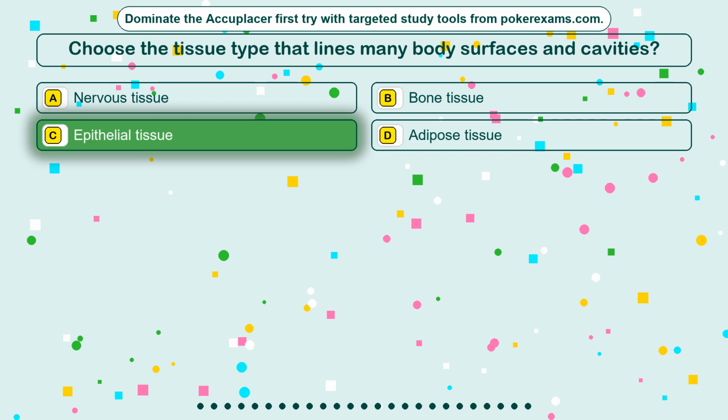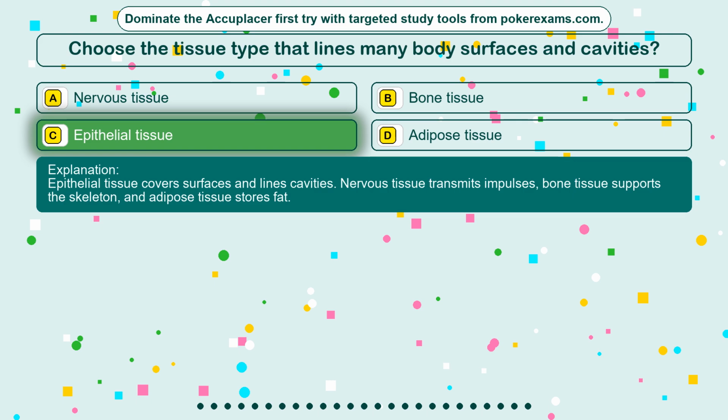The correct answer is option C, epithelial tissue. Epithelial tissue covers surfaces and lines cavities. Nervous tissue transmits impulses, bone tissue supports the skeleton, and adipose tissue stores fat.